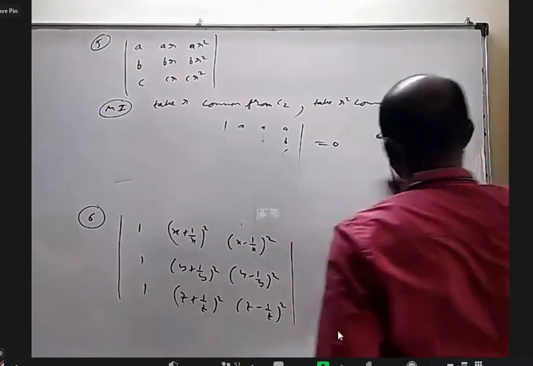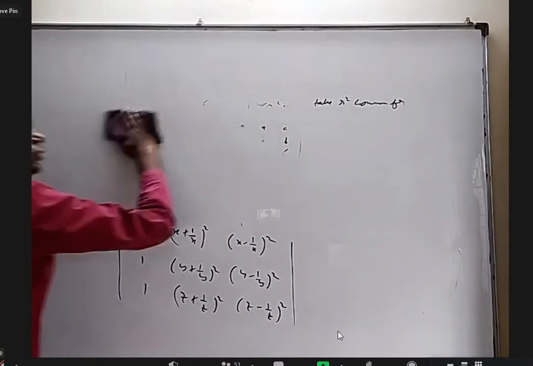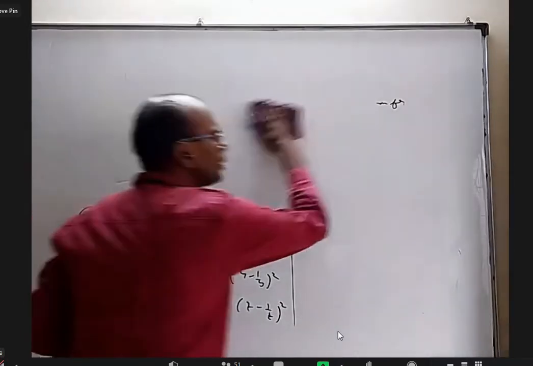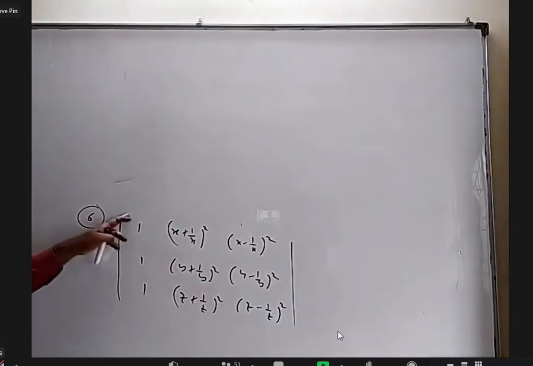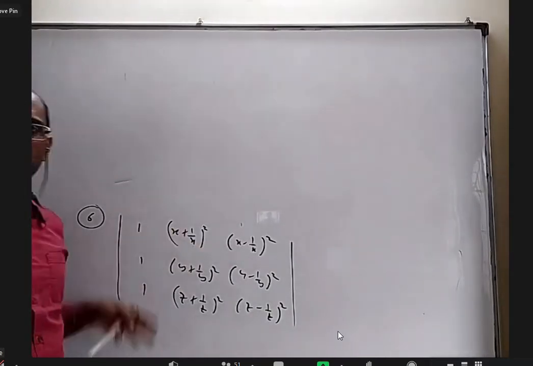Sir, can we take C2 as C2 minus C1 and C3 as C3 plus 2 times C1? You can take it, but I felt we don't have to involve C1 at all. This minus this is constant. You can see that.